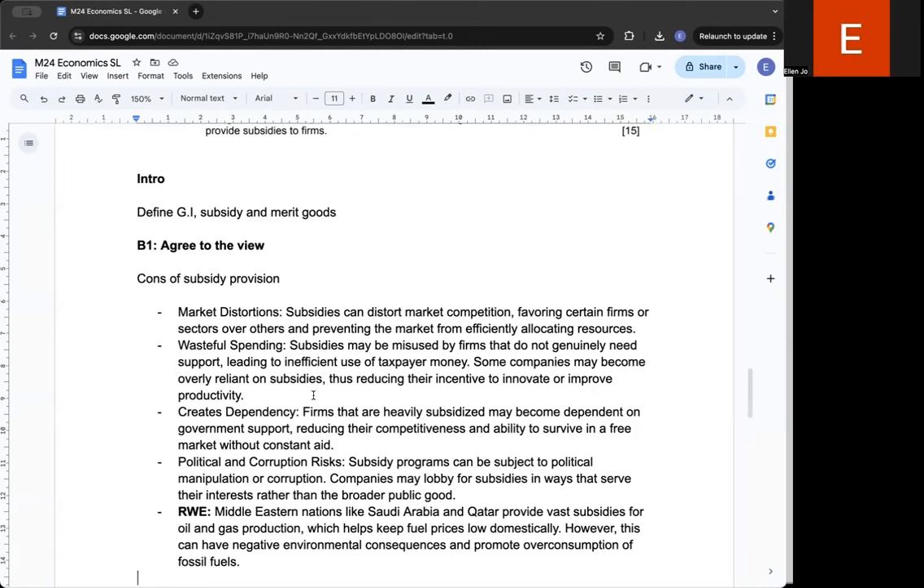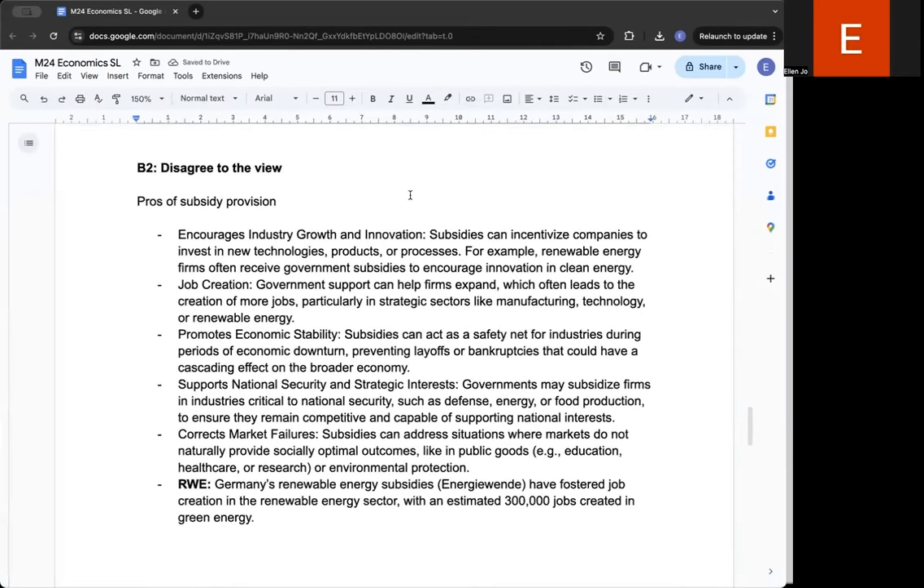To illustrate such, one example I would use is about the Middle Eastern nations like Saudi Arabia or Qatar, which provide vast subsidies for oil and gas production. Such provision definitely helps keep fuel prices low domestically. However, this can have negative environmental consequences and promote overconsumption of fossil fuels. Next is about the disagreement to the view.